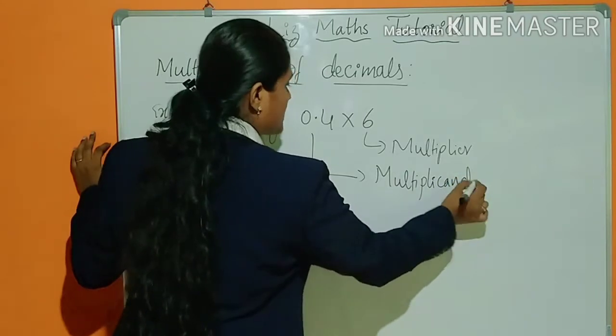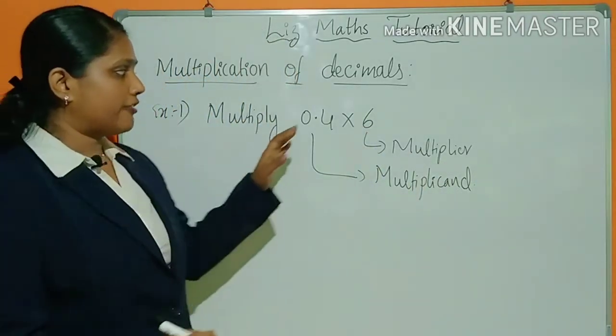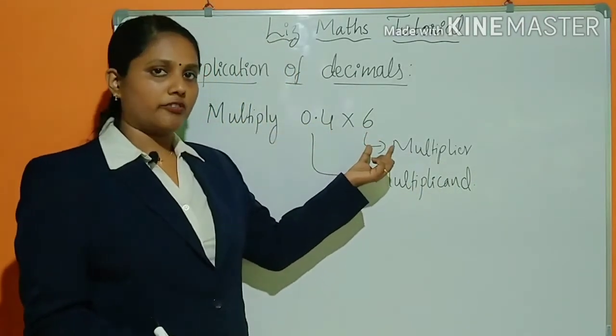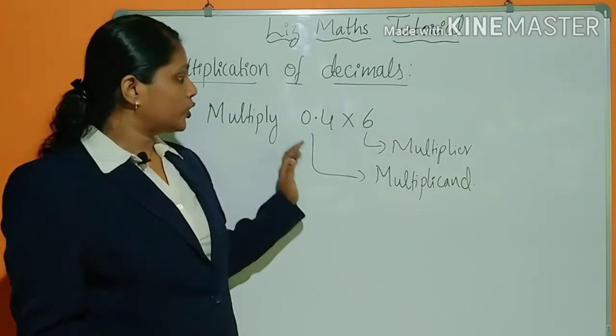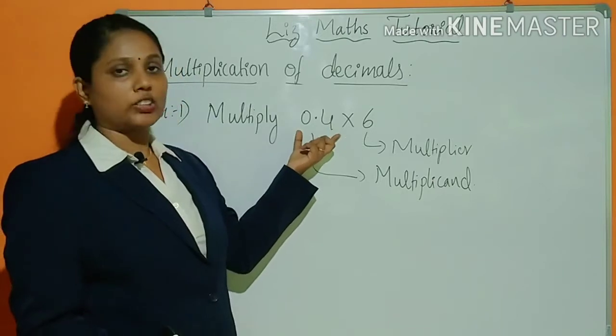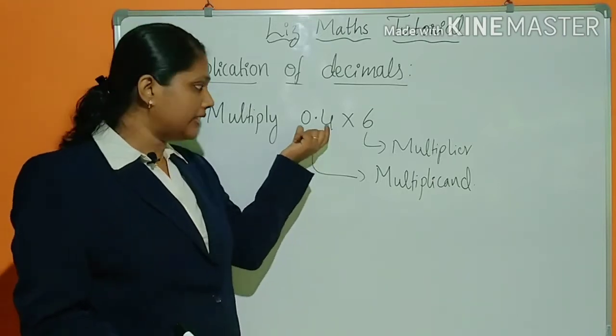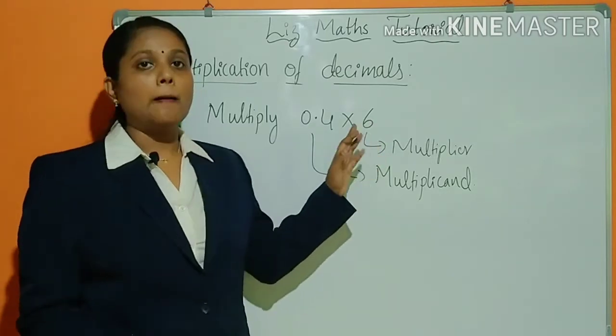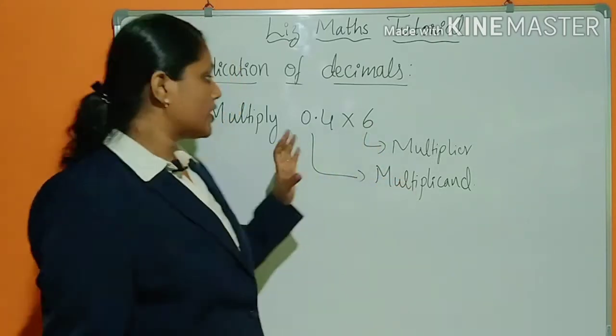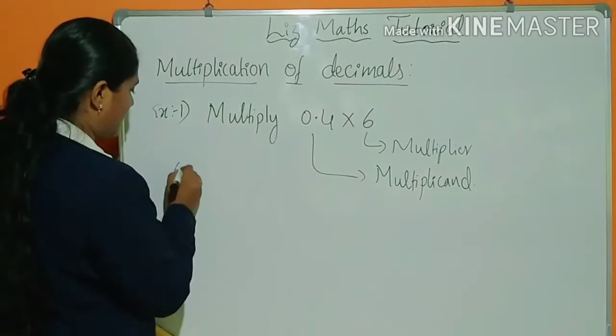So why is this called a multiplier? See, the number with which you are multiplying is called a multiplier, and the number to which we are multiplying is called a multiplicand. To which number, that is the multiplicand, and with which number you are multiplying, that is the multiplier. Hope you understood. So now we will multiply these two numbers.